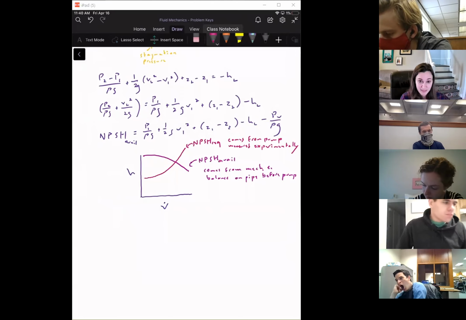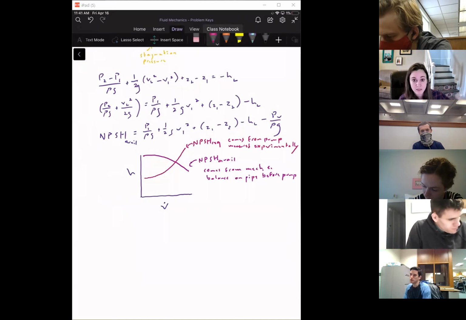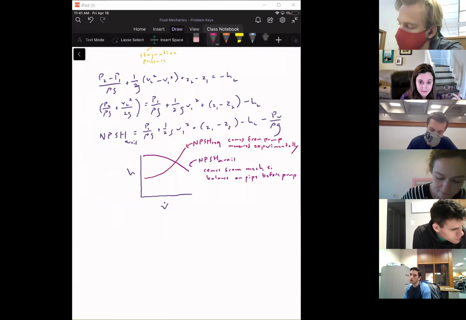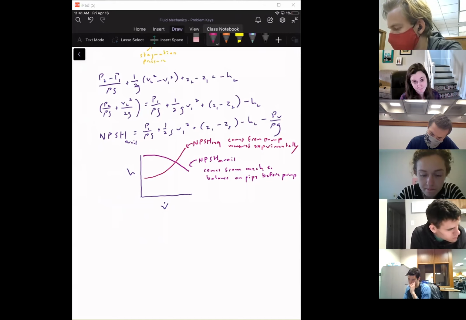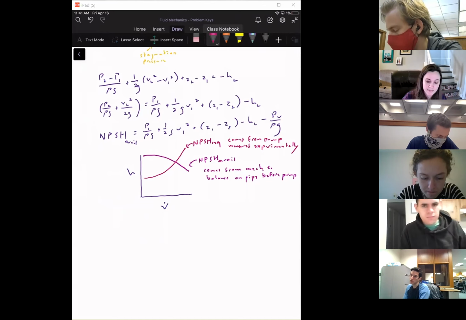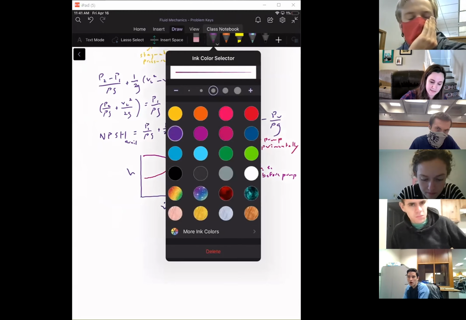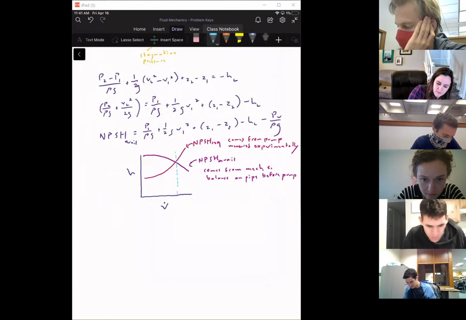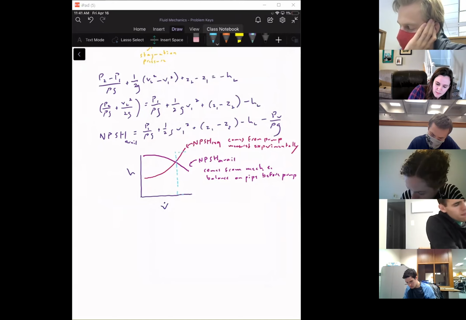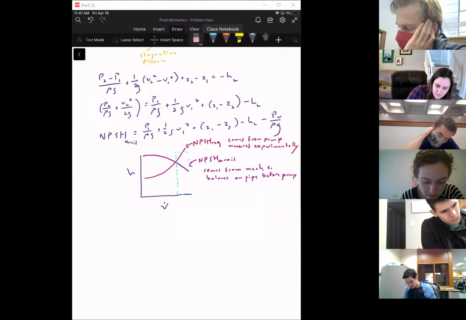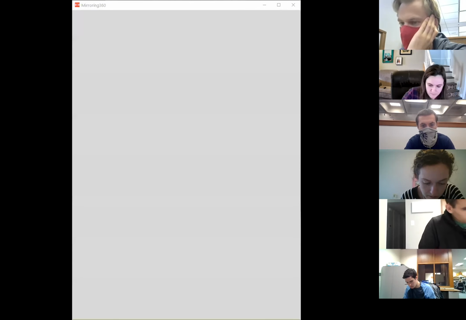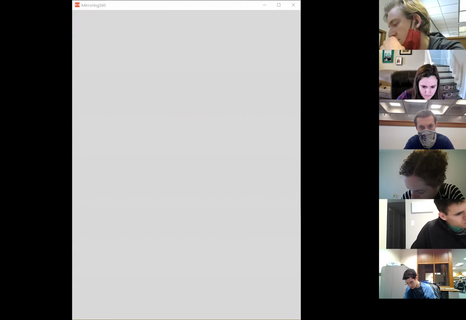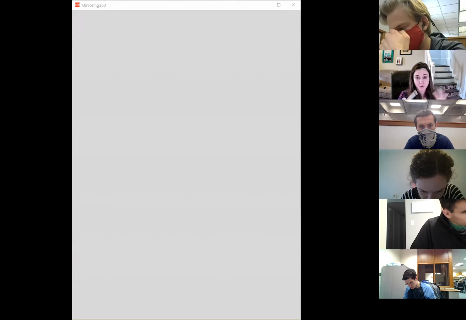So the NPSH available comes from the mechanical energy balance in the pipe before the pump, and it says this is how much pressure, how much energy I have going into the pump. And the required says this is how much head I need going into the pump for there to be no cavitation inside the pump. And so when they cross over, after that point where they cross over, cavitation will happen.